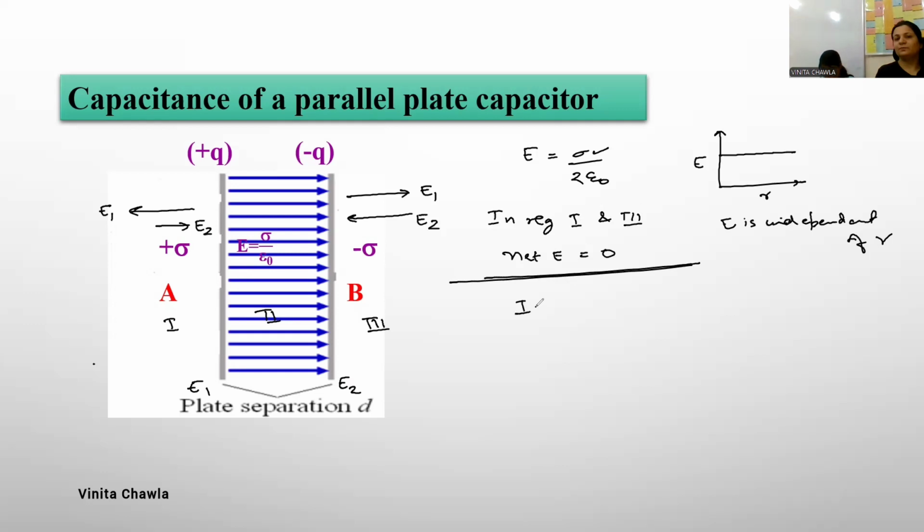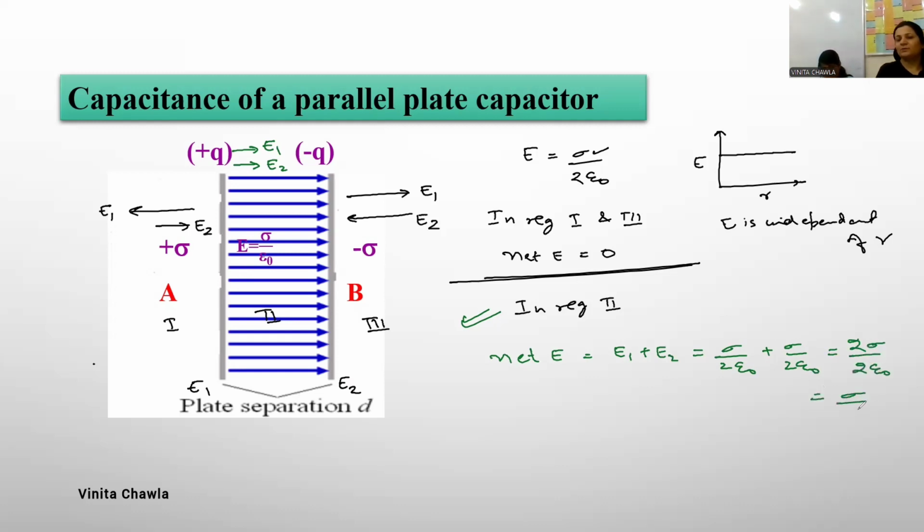While in region 2, we have this positive charge, so this is the direction of E1. And for the negative charge, E2 will act in the same direction in which E1 is acting. So for region 2, we can find the net electric field as E1 plus E2 by adding these two. It is sigma upon 2 epsilon naught for the first plate and sigma upon 2 epsilon naught for the second plate, and the result is 2 sigma upon 2 epsilon naught. So it is sigma upon epsilon naught.